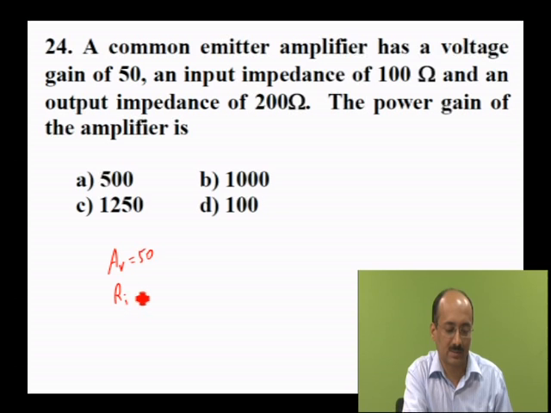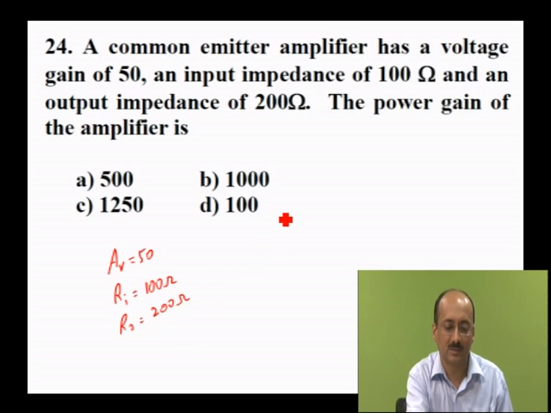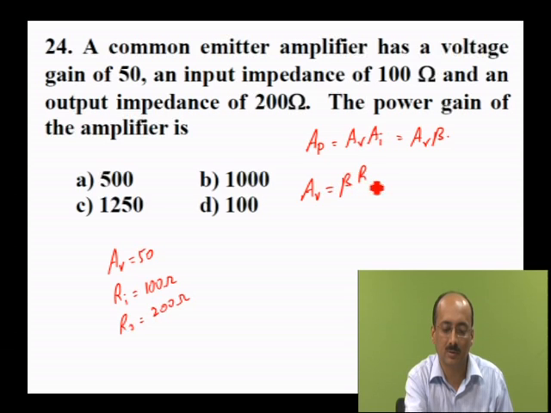An input impedance of 100 ohm and output impedance of 200 ohm. They want power gain. If you want power gain, it is given by voltage gain into current gain. So you go for AV, which can also be written with beta. Beta is current gain. AV is beta into R naught by Ri.